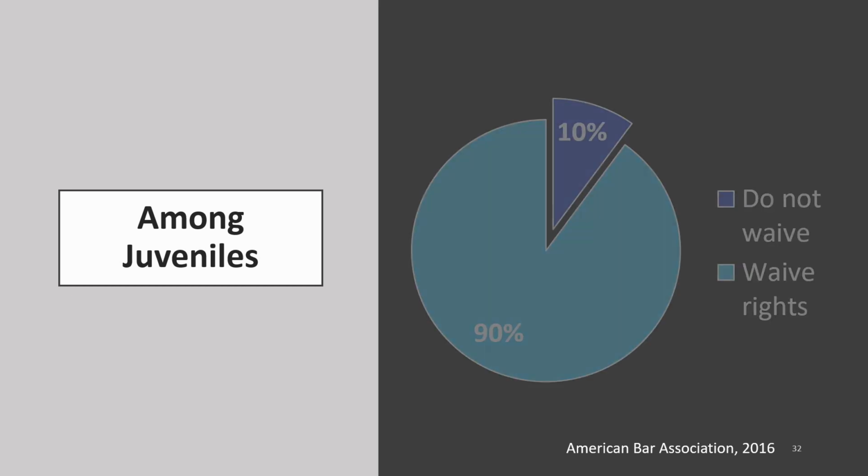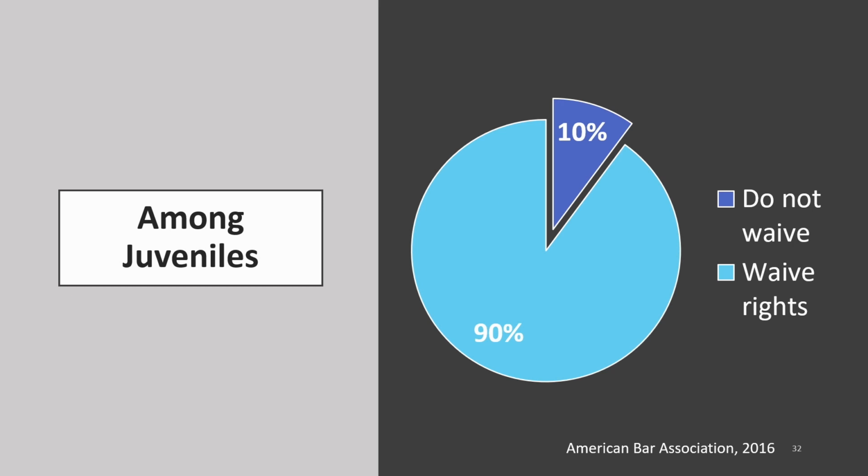Okay, the answer is 90%. Looking at data from the American Bar Association from 2016, it was found that roughly 90% of juveniles that are taken into police custody decide to waive their Miranda rights at some point during that interrogation. And I will say there is variability in this number, that some studies can put it as high as 90%, though there is some wiggle room around that. And it's still not completely clear why juveniles waive their Miranda rights, though I bet you can take a few guesses.